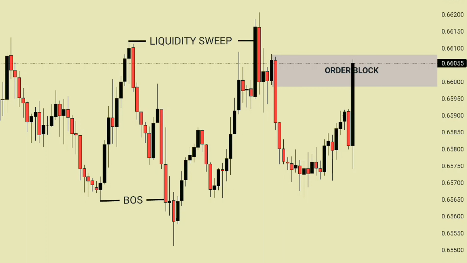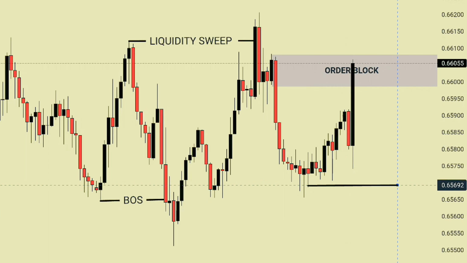Now, we mark the last bullish candle before the strong bearish move. This is our bearish order block. It represents the area where institutional orders were placed before the market dropped. We'll wait for price to pull back into this order block. That's where we look for confirmation to enter a sell trade.